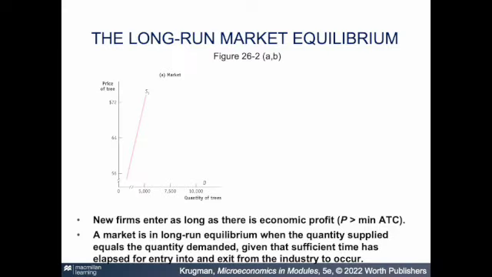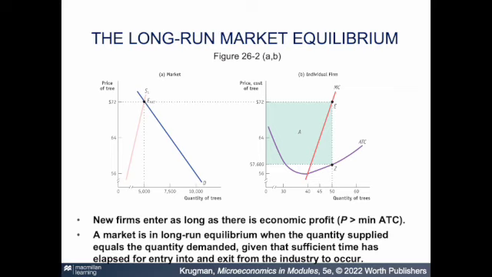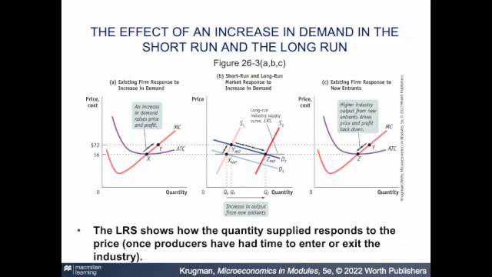New firms enter as long as there is economic profit, price greater than minimum ATC. A market is in long-run equilibrium when the quantity supplied equals the quantity demanded, given that sufficient time has elapsed for entry into and exit from the industry to occur. 6. The effect of an increase in demand in the short run and the long run. The LRS shows how the quantity supplied responds to the price, once producers have had time to enter or exit the industry.